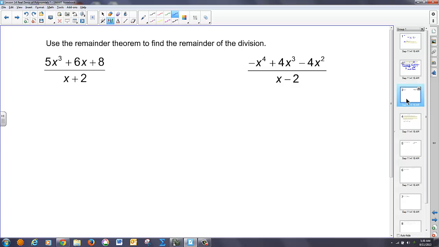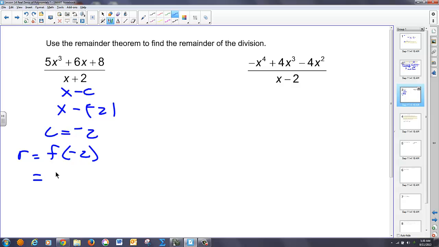Next, we're going to use that remainder theorem to find all the remainders of these divisions. So again, rather than do long division here, I'm going to find the values of c and plug them into the function to get the remainder. So in this case, if this were in x minus c form, then it would have to look like x minus a negative 2. So in this case, c is equal to negative 2. So if I want the remainder, I need to find f of negative 2.